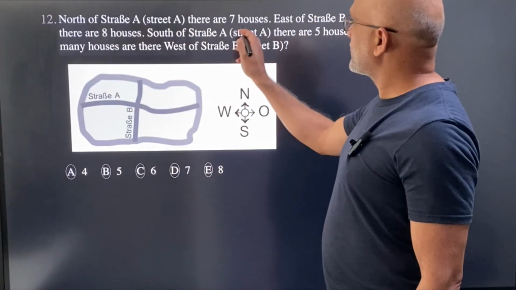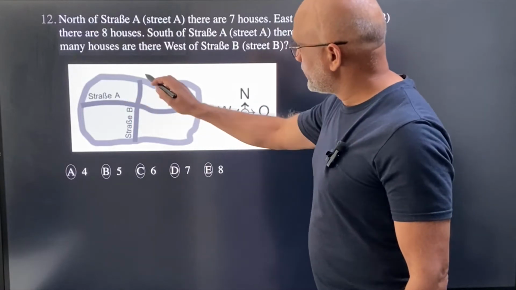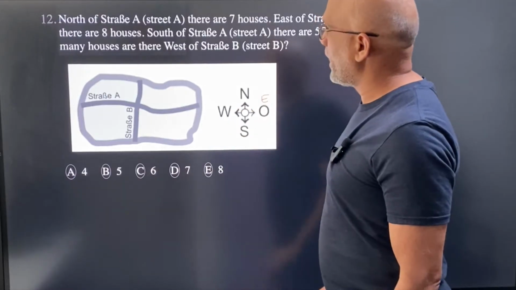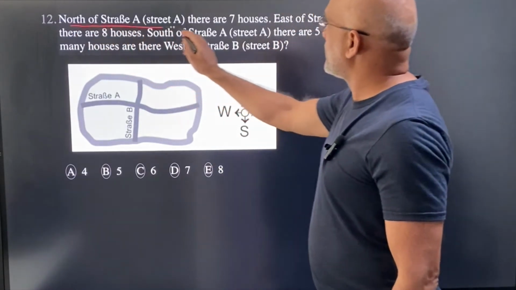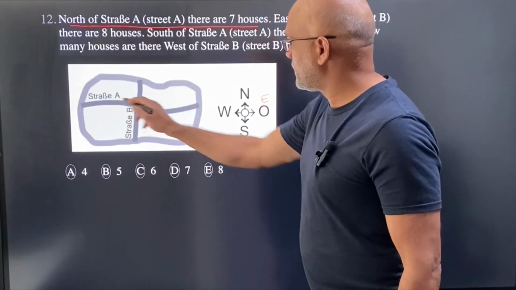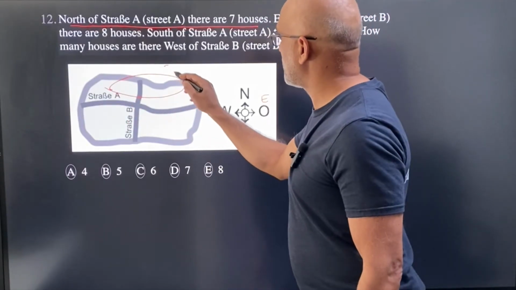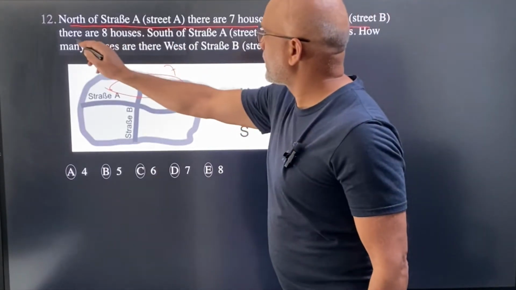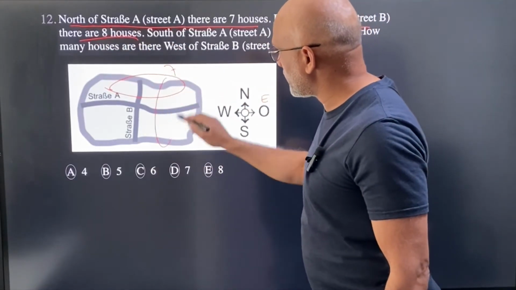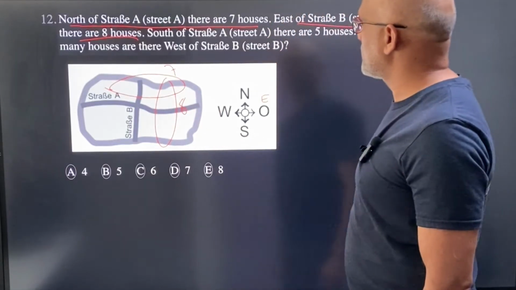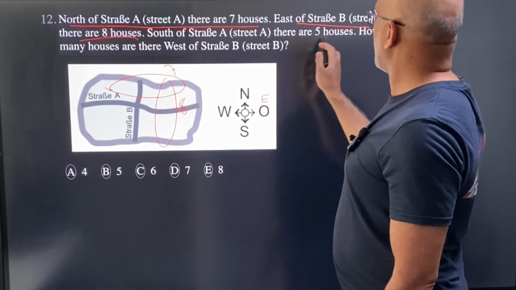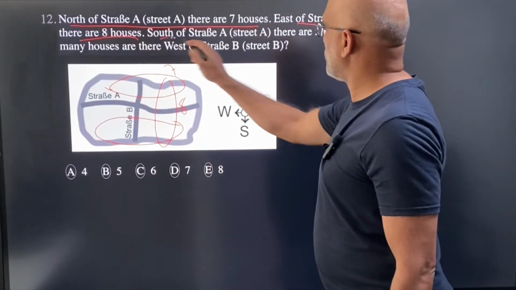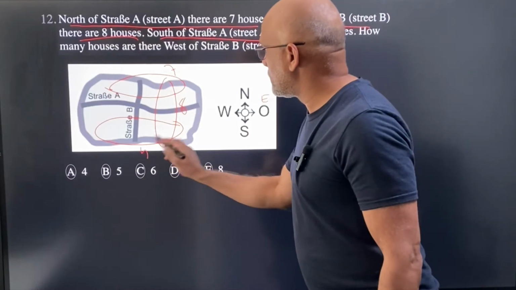North of street A, there are 7 houses. Alright, this is street A, this is street B, north, south, this is east and west. So this is A, this is the north area. So there are 7 houses. East of street B, there are 8 houses. B, this is the east region, there are 8 houses. South of street A, there are 5 houses. This is A, this is the south region, and there are 5 houses.